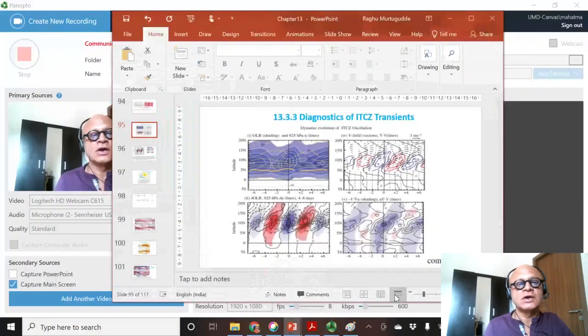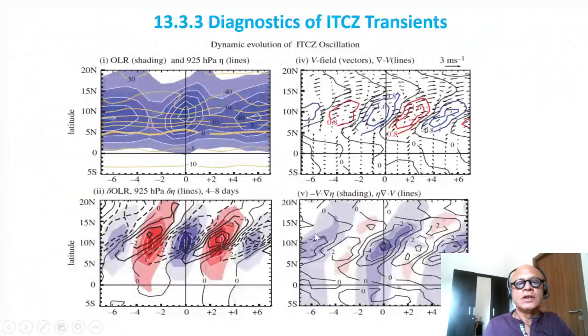Let's touch on the diagnostics of ITCZ transients, which basically goes back to the budget terms in the absolute vorticity that we talked about, that is needed for creating the inertial instabilities.